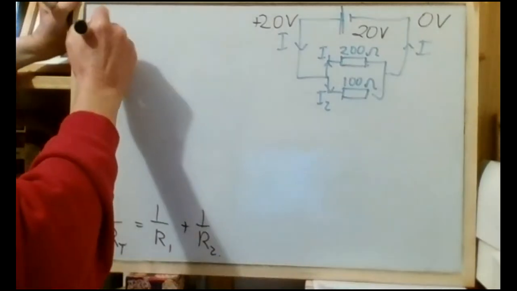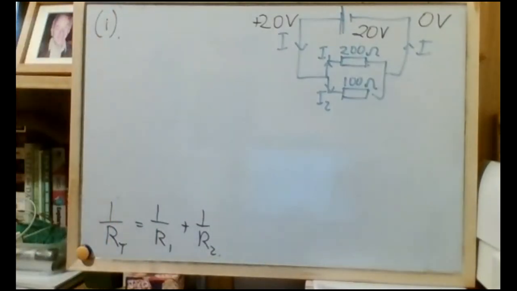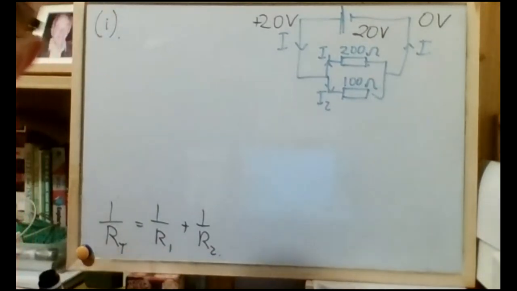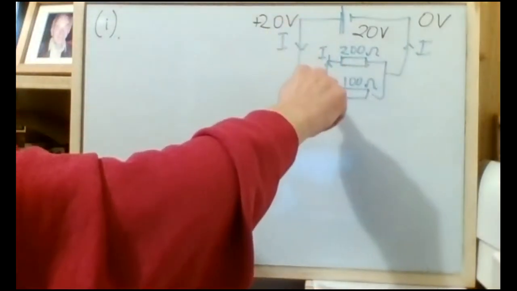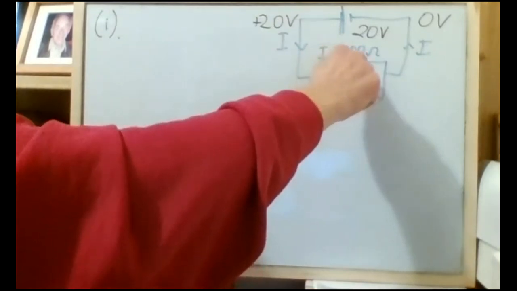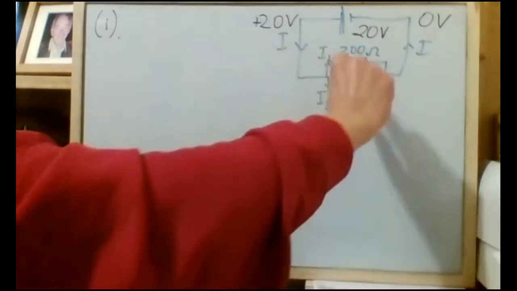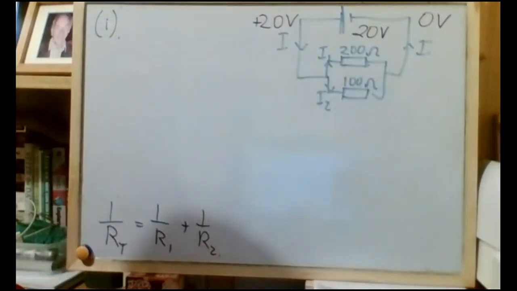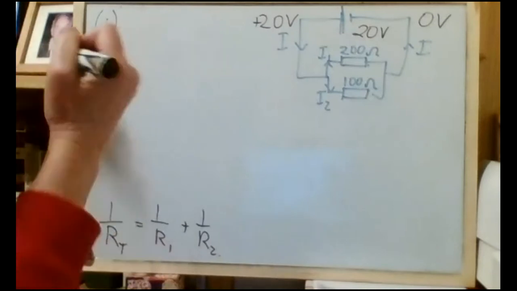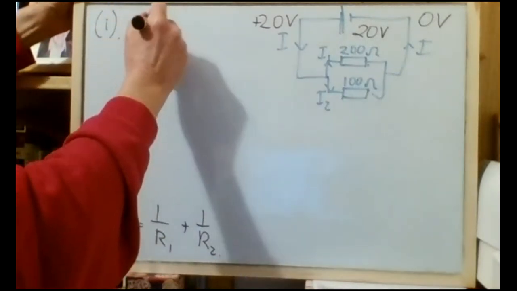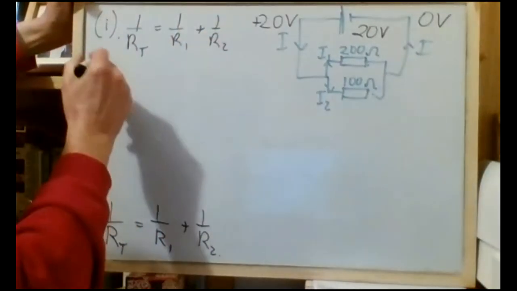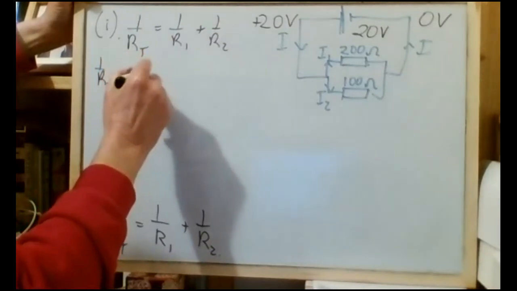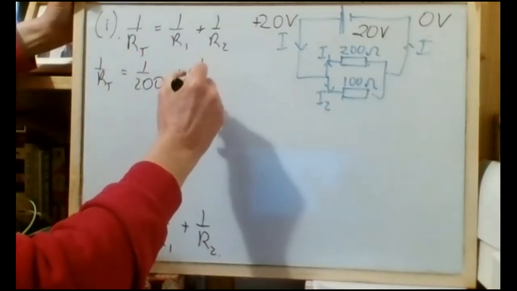So part one. Find the total resistance of the circuit. So these two resistors are in parallel. Again, how do I know they're in parallel? Because the current comes down, splits, and goes between each resistor and then recombines. Because of that, we have to use 1 over RT equals 1 over R1 plus 1 over R2. 1 over RT equals 1 over 200 plus 1 over 100.